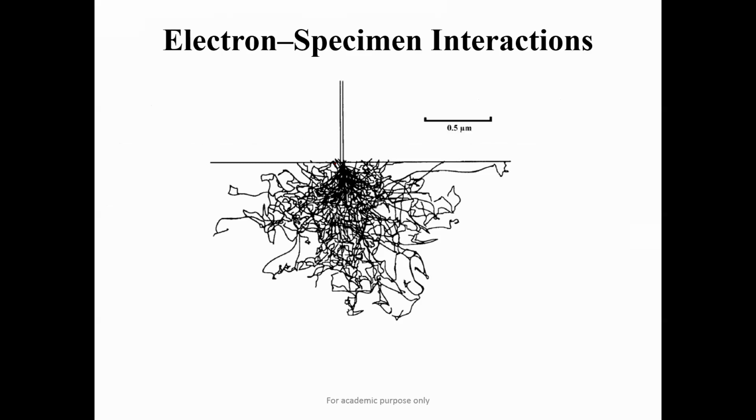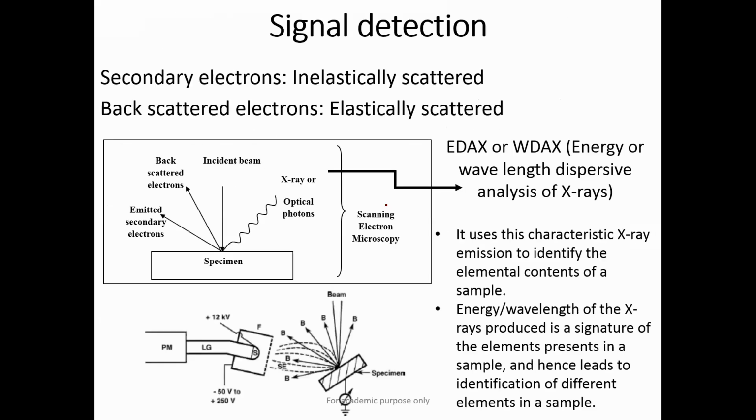Okay, now let's come to the electron-specimen interaction. If you are acquiring images, you know how to improve your effective magnification. The second point is what interactions are going on between your electron and specimen. Only then can you have a better idea of how to acquire a good image. So there are different kinds of signals generated when electrons are incident on a specimen.